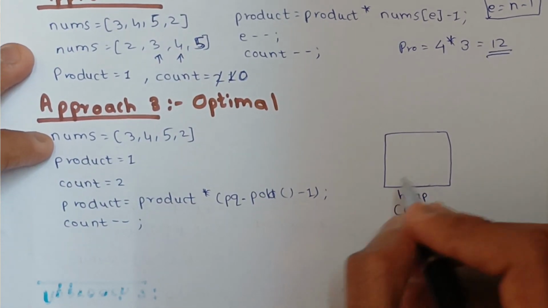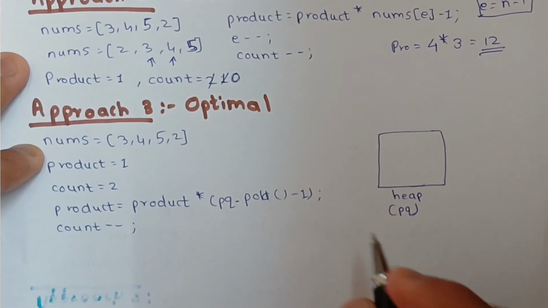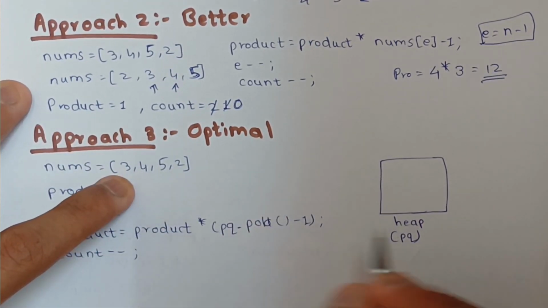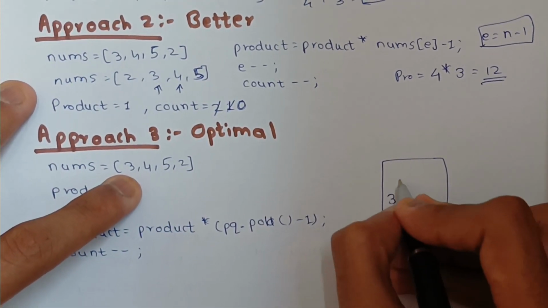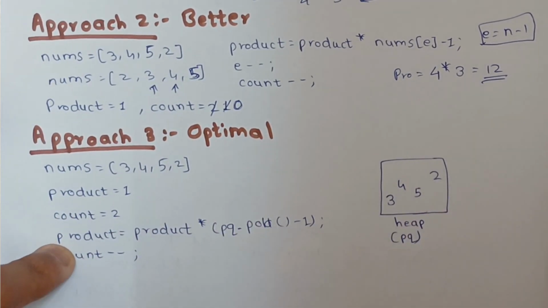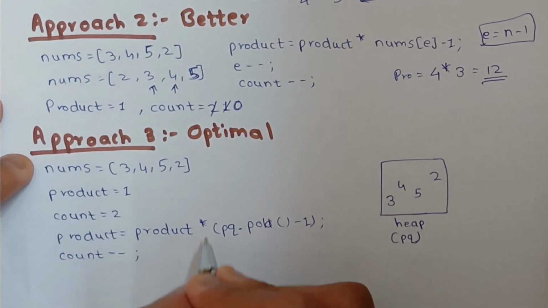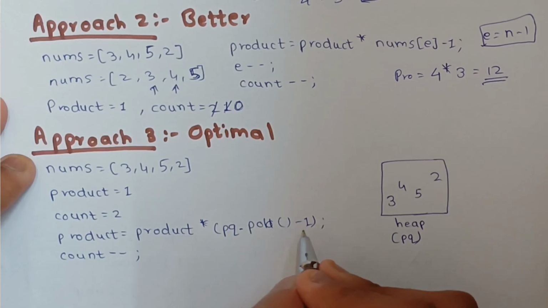Simply we will create here a heap. Okay, we will create here a maximum heap. What we will do, we will simply put all these elements in the heap, means 3 will come, 4 will come, 5 will come and 2 will come, and product is 1 and count is 2, means we have to find the two elements, so count is 2. And same is the formula, product equal to product into pq dot poll minus 1.